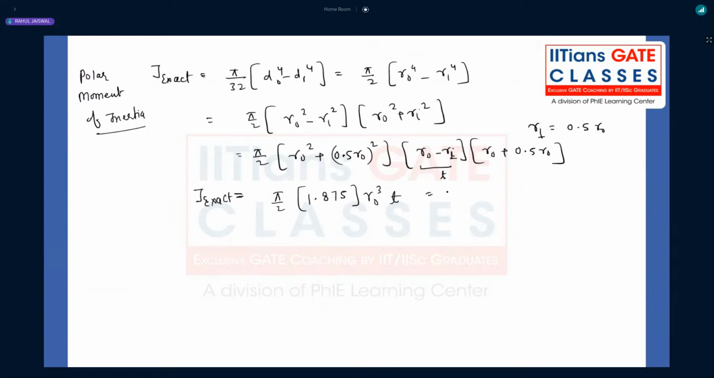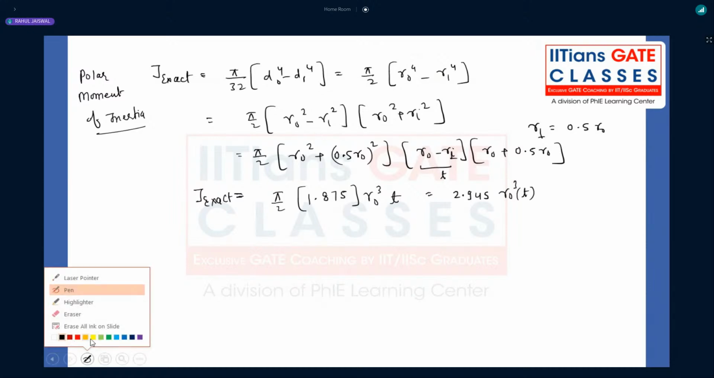If we further solve it, you will be getting, I think, 0.93 into pi, so 2.945 we will be getting, into r naught cube into t. Now once you got this value, J exact you got it, right?